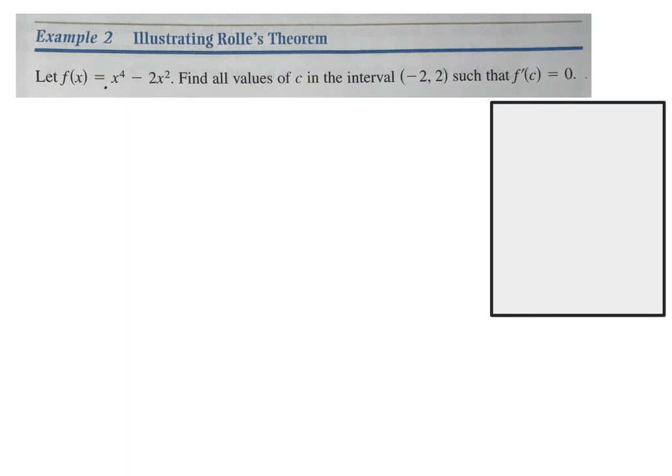They give us another function. Find all the values of c in the interval negative 2, 2 such that f derivative of c equals 0. So before we even start using Rolle's theorem, we have to ask, are my endpoints the same? Because if they're not the same, you can't prove it, right? In this situation they gave us the endpoints, so the very first step is to plug them in and prove that they're going to equal the same thing.